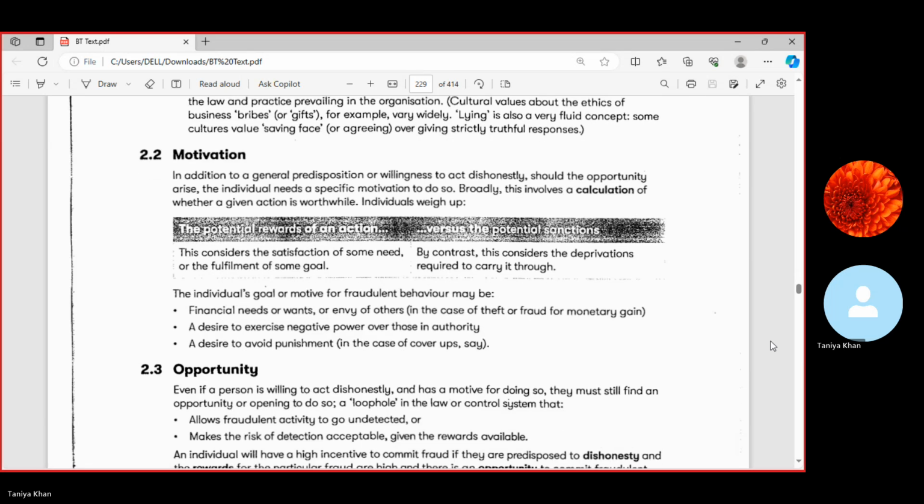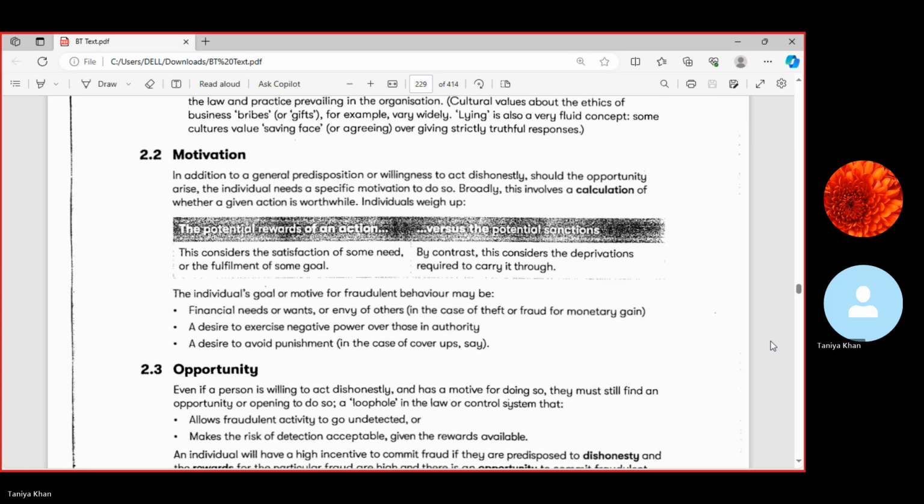Now, in addition to a general predisposition or willingness to act dishonestly should the opportunity arise, the individual needs a specific motivation to do so. So first of all, in your character, dishonesty should be there. Now, dishonesty followed by motivation. That is, you are being motivated to do that particular thing. So broadly, this involves a calculation of whether a given action is worthwhile.